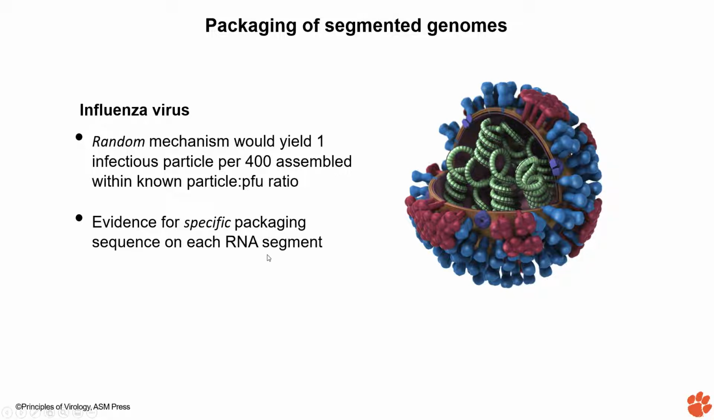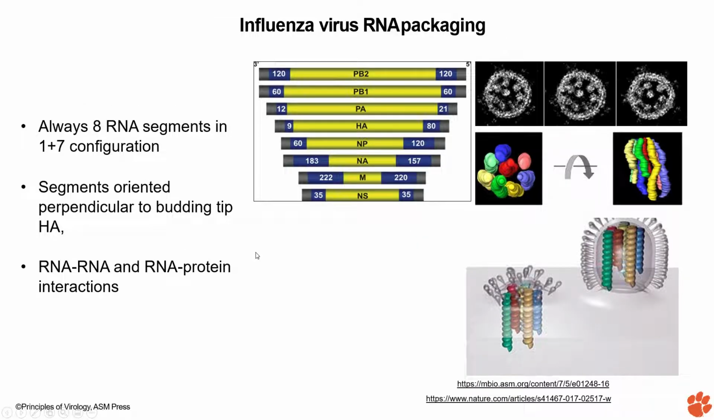But now we have the evidence of the specific packaging sequence of the RNA segments. These are the segments of the influenza virus packaging, and you see that these are basically the proteins, and these are the number of amino acids which do contain the packaging signals. And we also know that the segments are arranged into this 1+7 configuration, and these are perpendicular to the budding site. So what we mean by this is that this gray box that you are seeing is the side view of the plasma membrane.